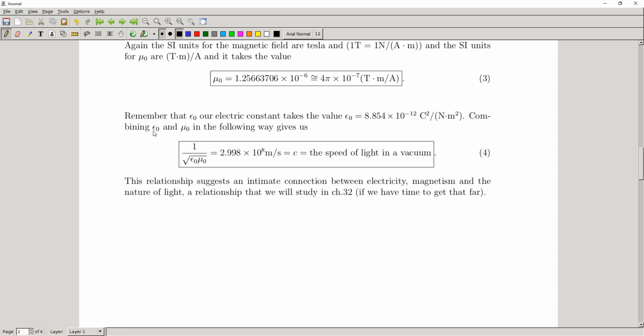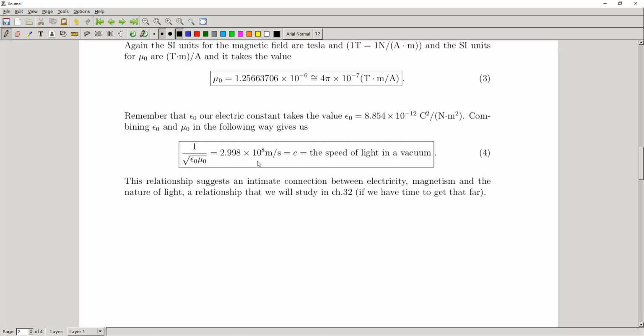Let's say we're just playing around with them. If we combined epsilon naught and mu naught in this combination that we see here, if we multiply epsilon naught times mu naught, take the square root of that, and then take its reciprocal, we're going to find this value here, right? 2.998 times 10 to the 8, and the units, if we multiply through all these units, are going to work out to be meters per second, which is kind of an interesting coincidence at this point. And if we think about this, this is really c, right? This is the speed of light in a vacuum.